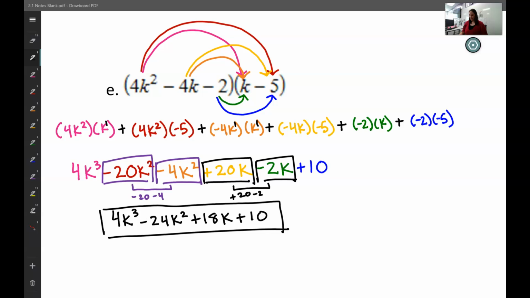Okay, here's our final answer. I combined my like terms. It's in descending order, so you can check your work right there. And we're done with multiplying.